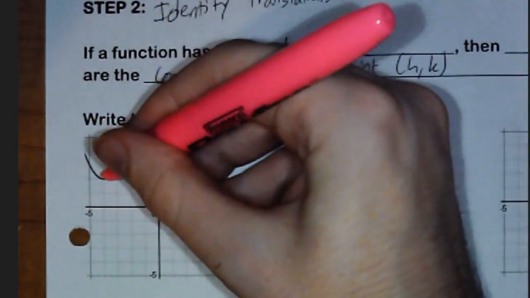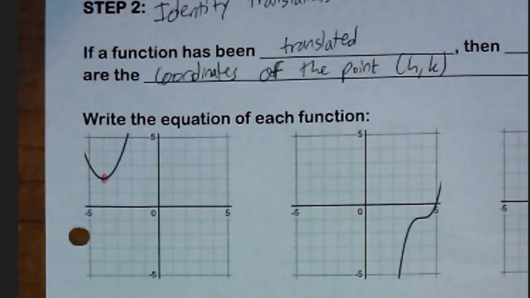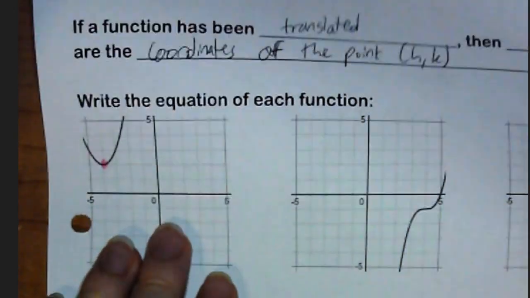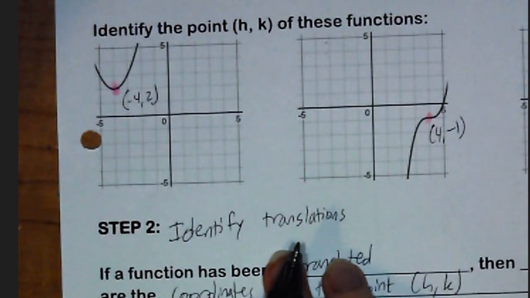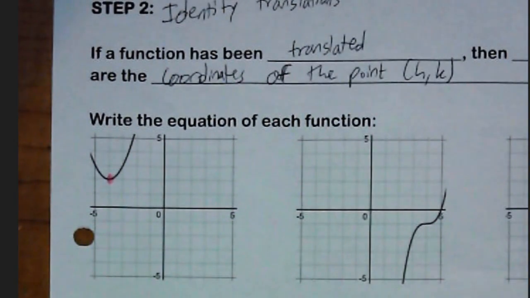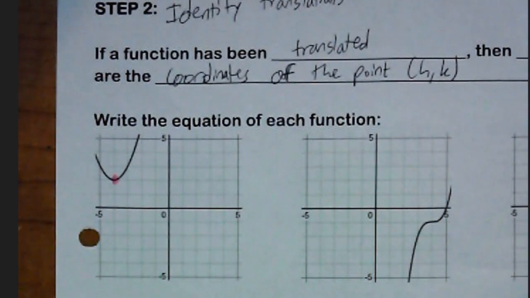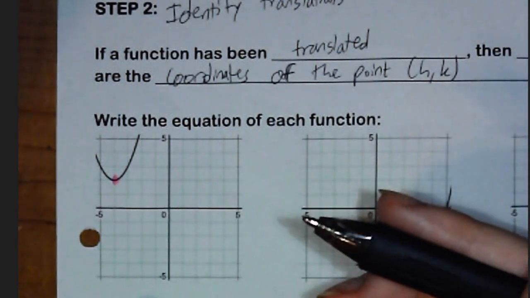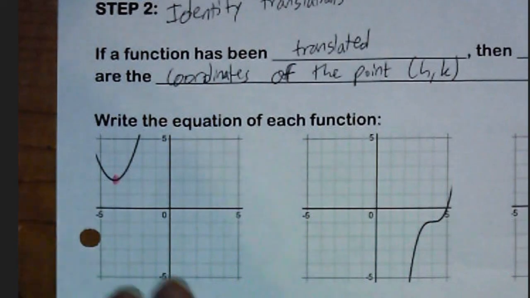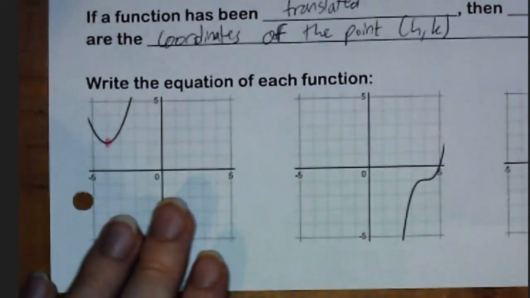Okay, so let's look at this first one. The h comma k point is right here. These are the same three examples as the ones above, so we know that this point is negative 4 comma positive 2. So that means that h is negative 4 and k is positive 2.